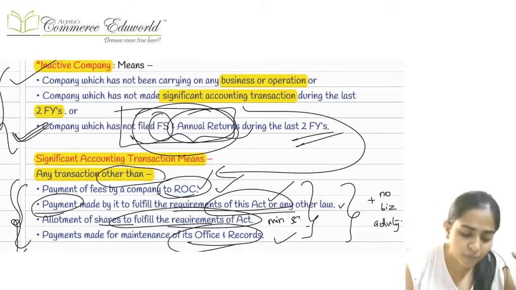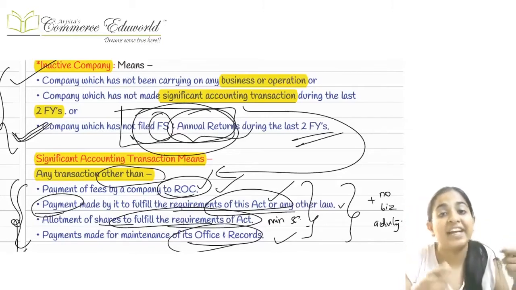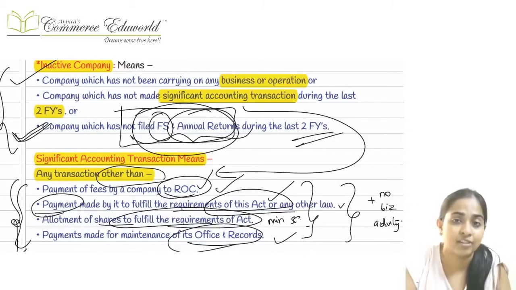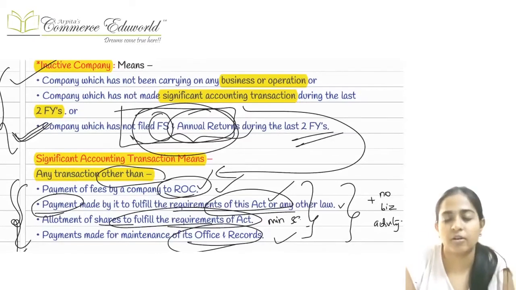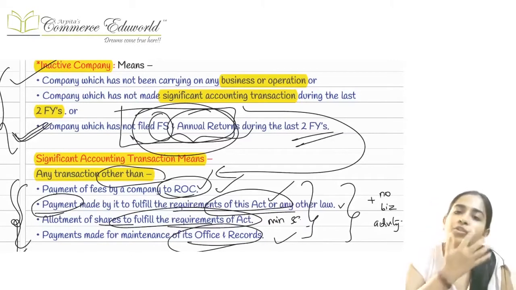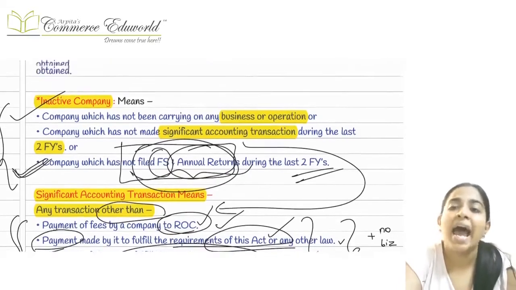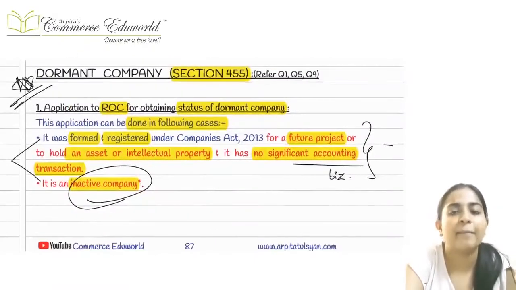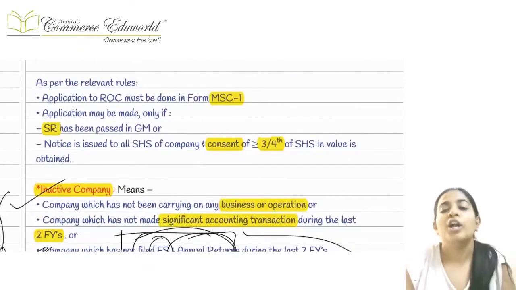Suppose a company is not doing any business or operation, has not done any significant business transaction during the last 2 years, or has not filed its documents and returns during the last 2 years. In that case, the company is deemed to be an inactive company. And if the company is deemed inactive, it can make an application to the ROC for getting the status of a dormant company.